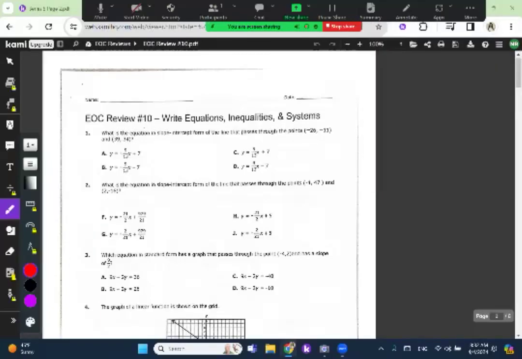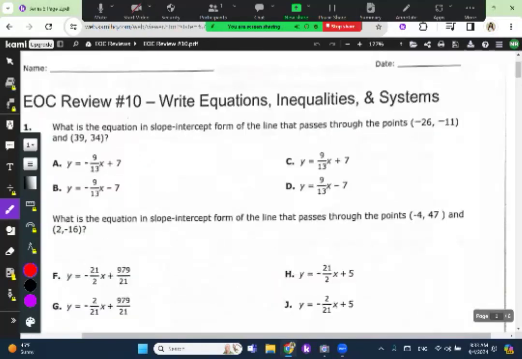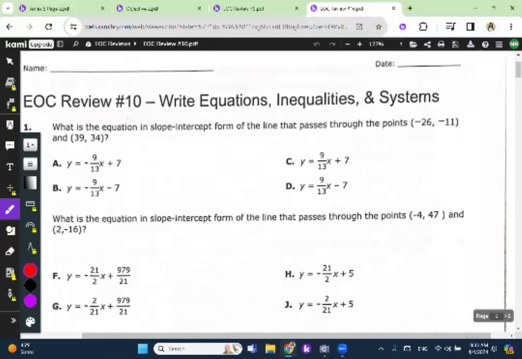Number one. It says number one, what is the equation in slope-intercept form of the line that passes through these 2 points?